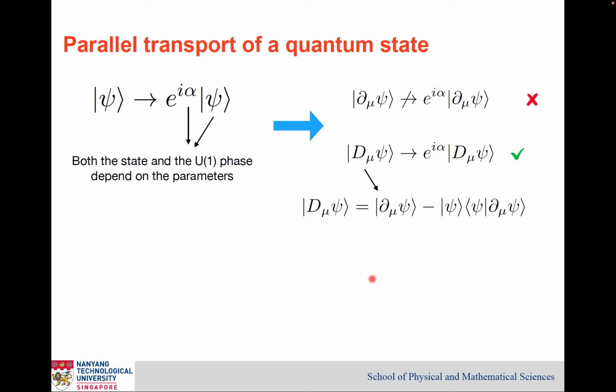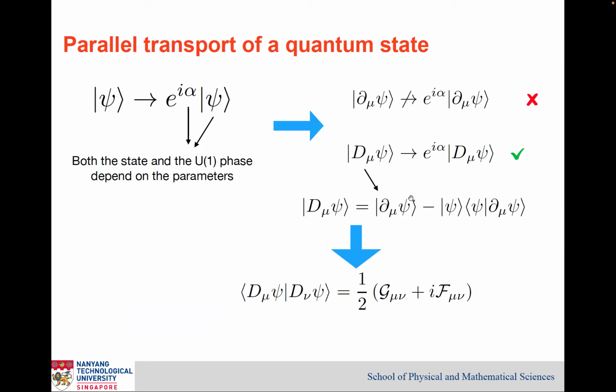Let me first start with something I think most of you are familiar with. For any quantum state, we can always undergo a local gauge transformation by attaching a phase that depends on the parameter of the system. But the cost of it is that the derivative is no longer gauge invariant. So we have to define a new type of derivative, the covariant derivative, that is gauge invariant. Physically, it is a parallel transport of the physical state in the parameter space.